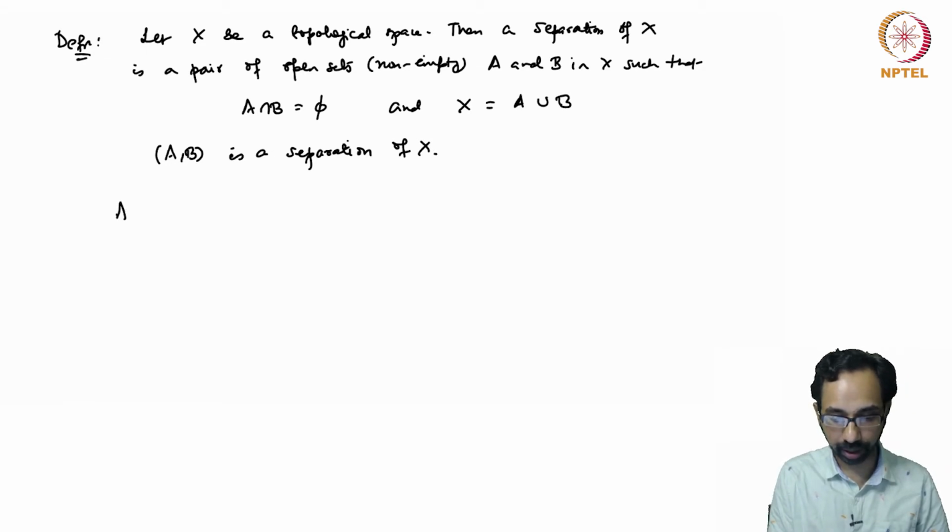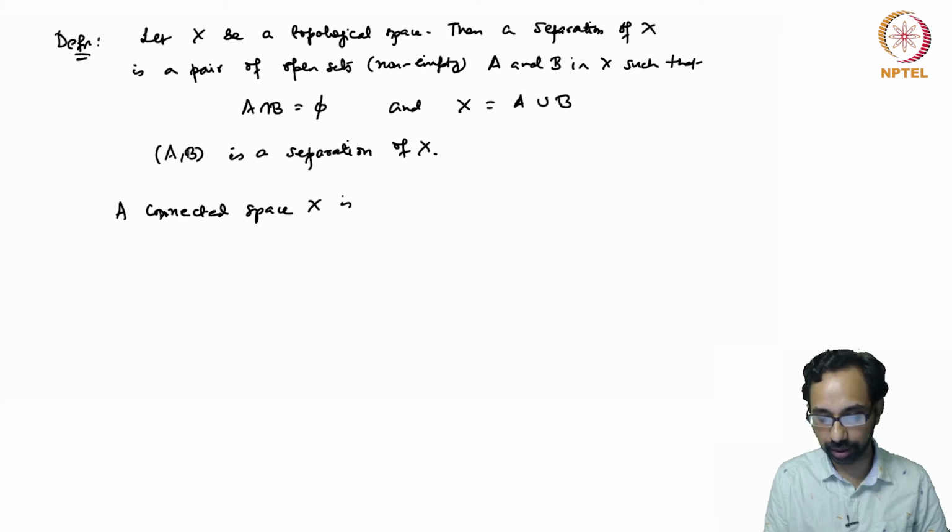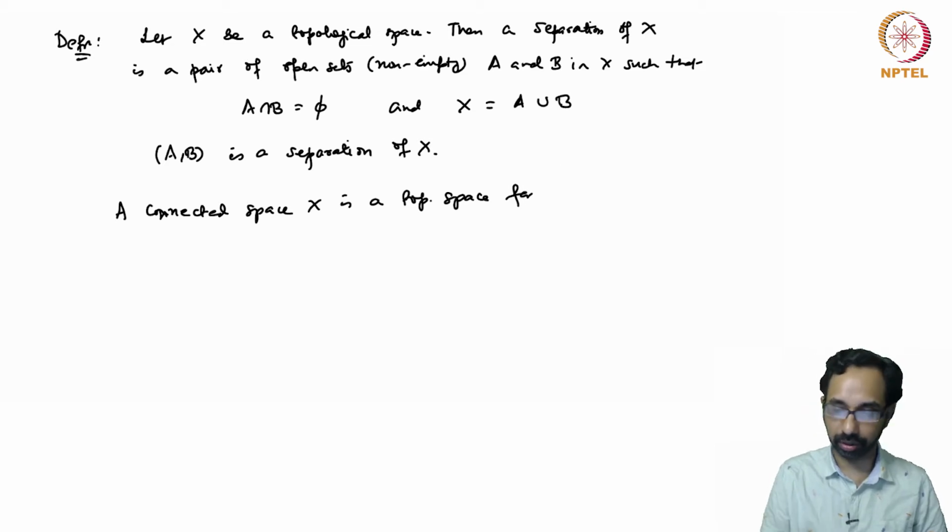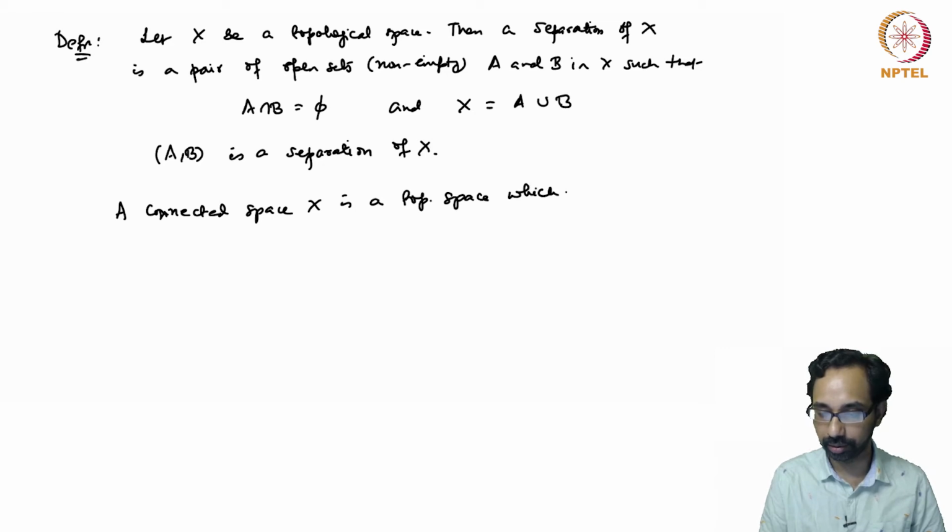And now we can define a connected space. A connected space X is a topological space which has no separation.